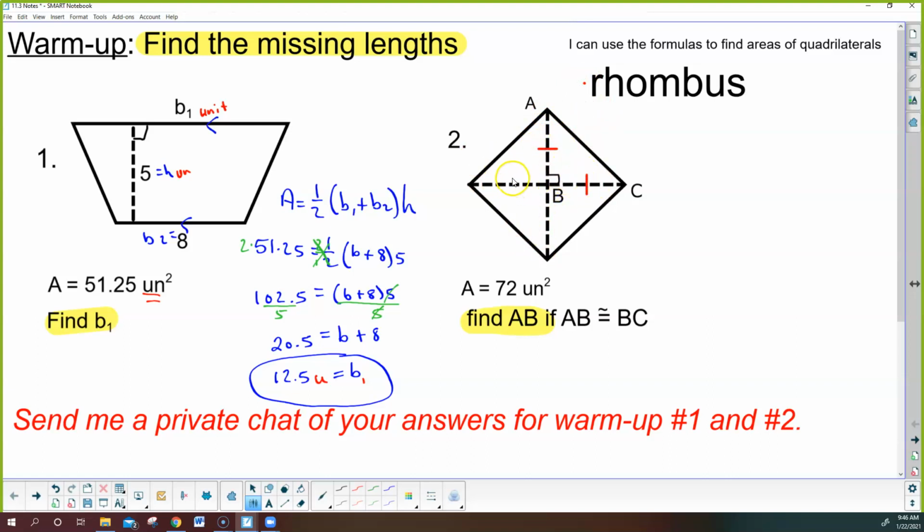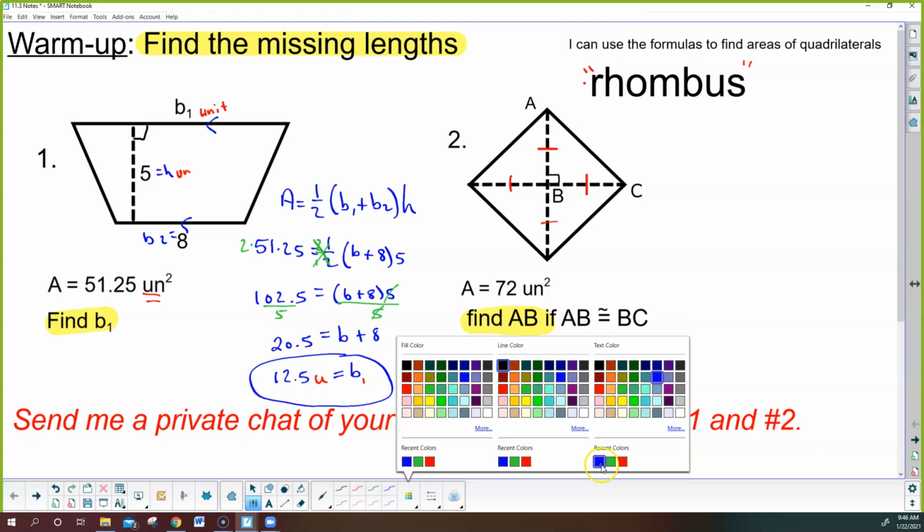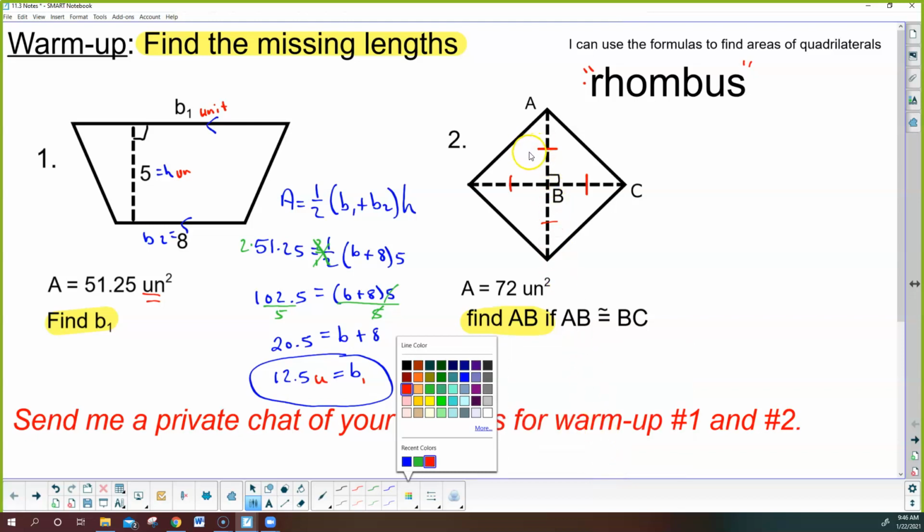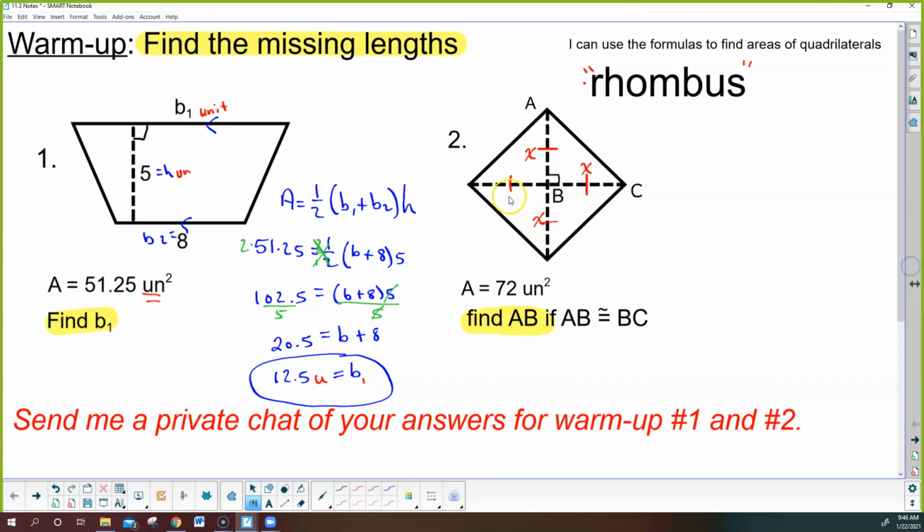And these lengths are congruent. That means this length is congruent to this length, and this length is congruent to this length, because in a rhombus, diagonals bisect each other, and the fact that these two are congruent means they're all the same. So there's a couple ways you can think of this. I think of it algebraically. If I don't know what AB is, I'm going to call that X. Well, that means that BC is X, but that means that the other two lengths are X as well.